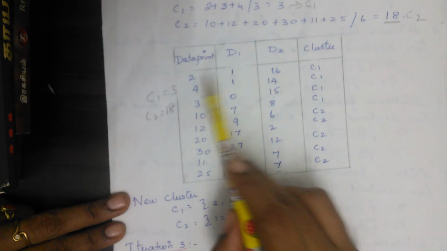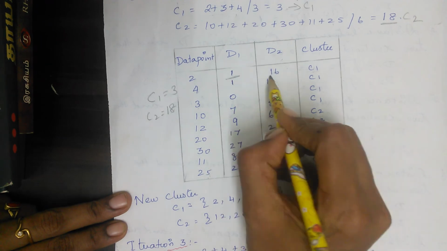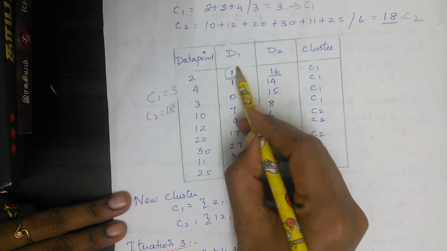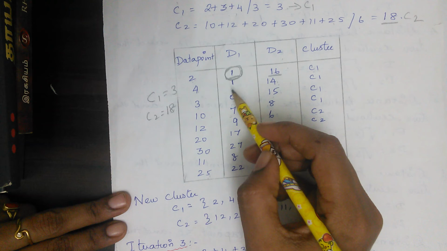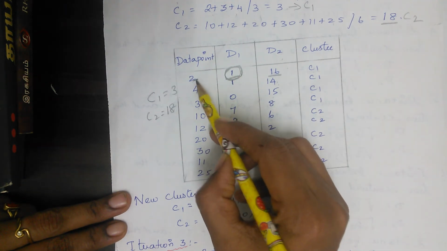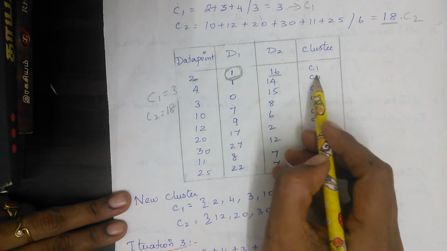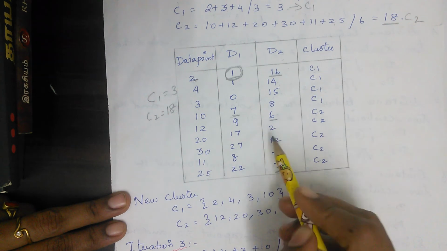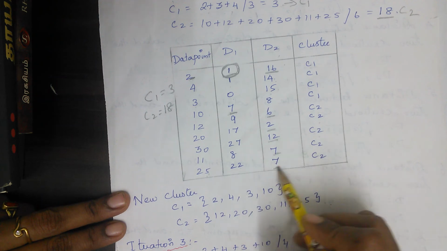Now we have to see which data points fall into which clusters, following the same procedure. You check which distance is smaller for each data point. If the distance is smaller, it means the point is nearer to that centroid, so it falls into that cluster. So d1 is smaller, C1. d1 is smaller, C1. d1 is smaller, C1. And here d2 is smaller, C2, and the same for the remaining points: d2 is smaller, C2.